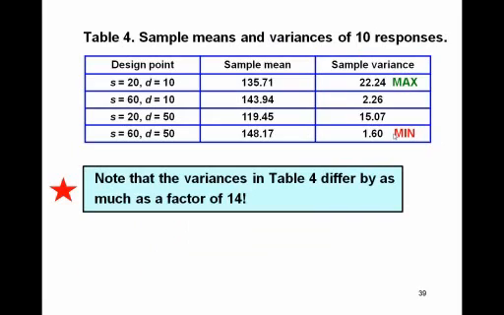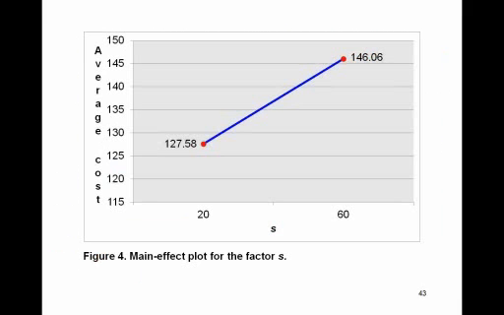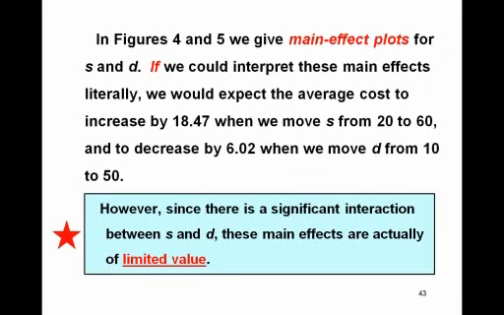Well, if we go back over here and we look at little s equals 20, which occurs for design points 1 and 3, we get 135.71 and 119.45. The sum of those two is roughly 255. And if we divide by 2, we get 127.25. And that's where that number there comes from.